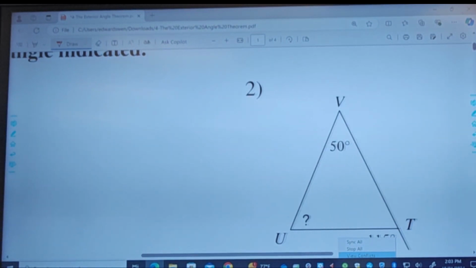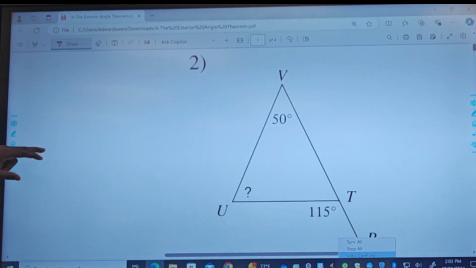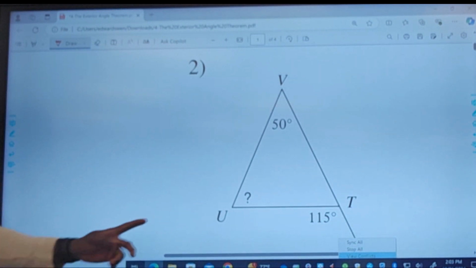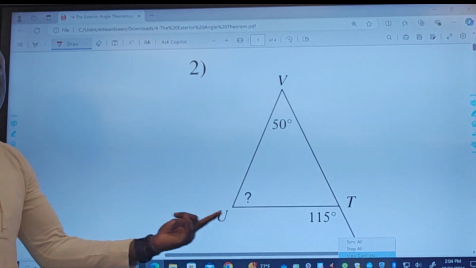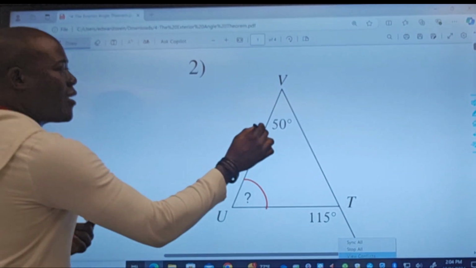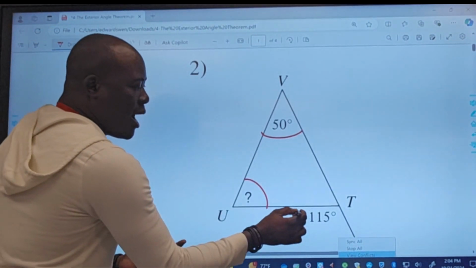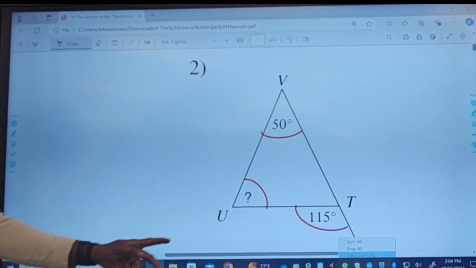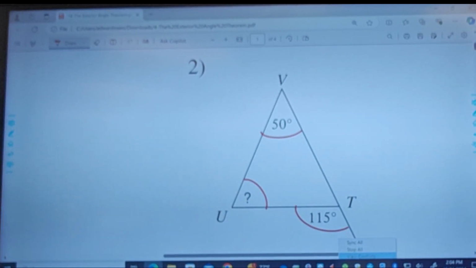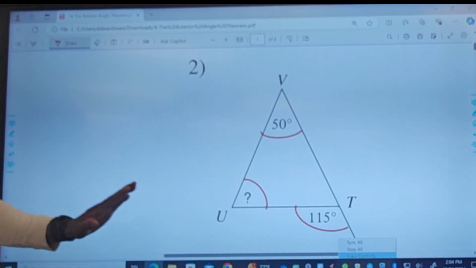All right, let's take a look at number 2. This question at number 2 is very similar to the one that we did before. This is my indicated angle that we want to find, right here. What do we have though? We have an angle here at 50, and then we got this here. 115 is my exterior angle. You could see that it is outside of the triangle. Are we there?